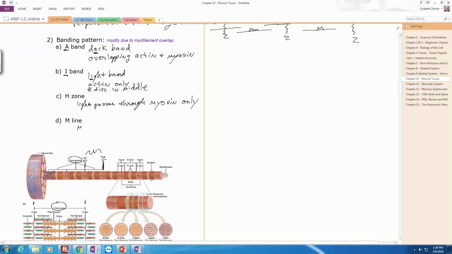So meshwork designed to keep myosin in place whether it's relaxed or contracted.